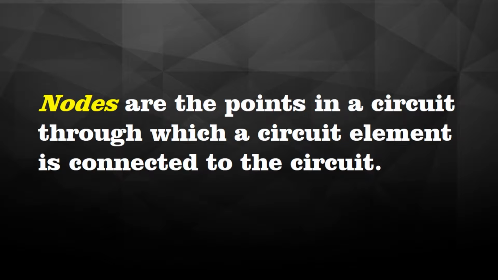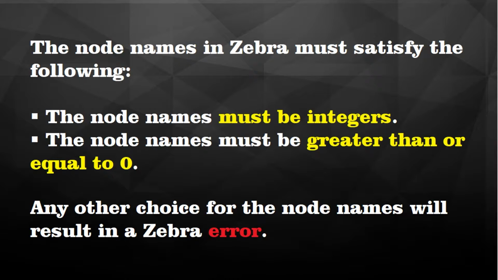Now there are certain conventions of naming nodes in Zebra, and they are as follows. The node names must be integers. The node names must be greater than or equal to 0. That is, the node names can only take positive integral values. 0, 1, 2, and so on and so forth are valid node names. Alphabets or negative integral values or floating type values will be considered invalid node names and will lead to a Zebra error.